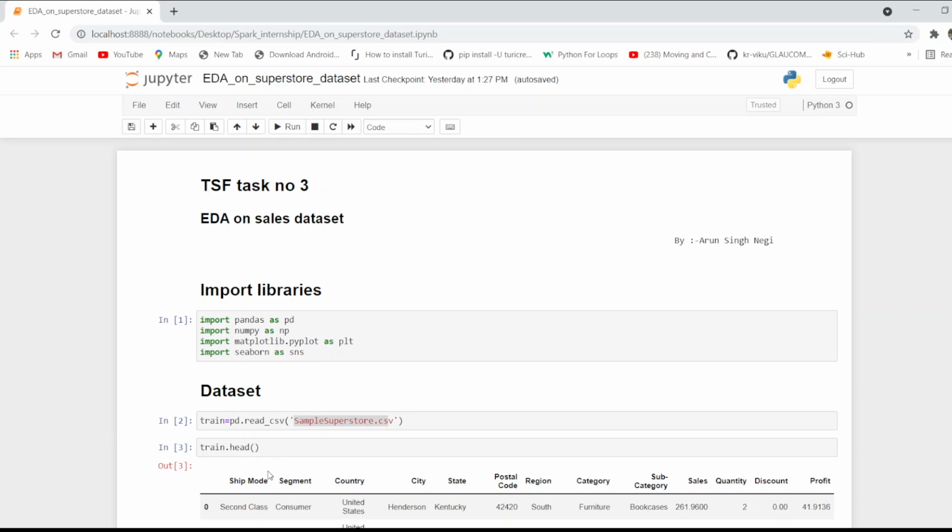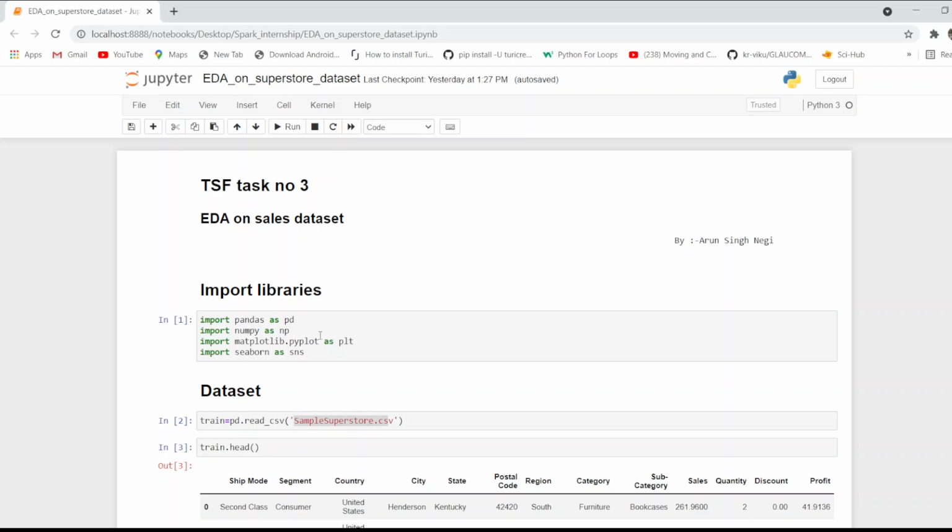Hello everyone, I am Arun presenting my first task, exploratory data analysis on a retail dataset for my internship at the Spark Foundation. I have used Jupyter Notebook to perform the EDA.